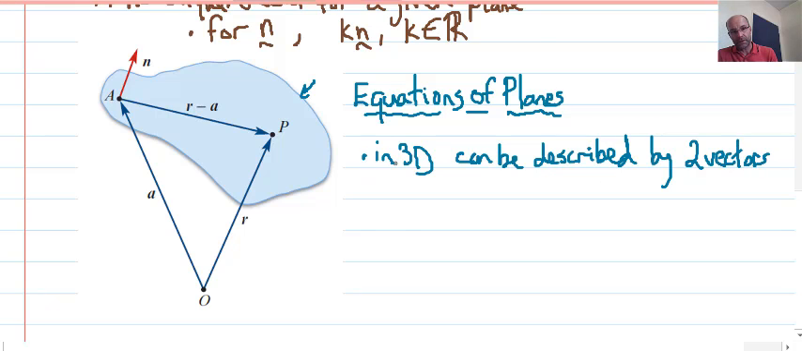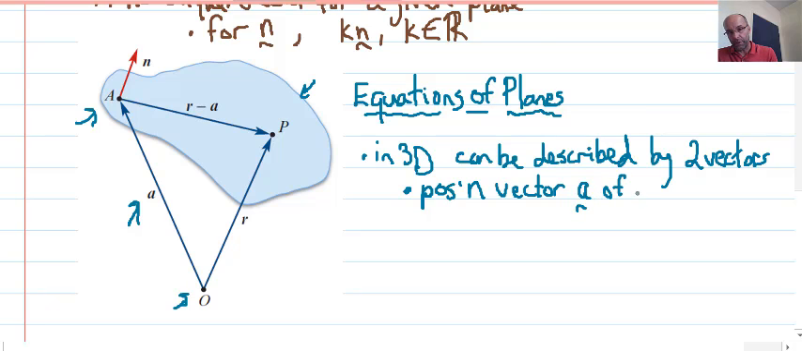And this three-space plane can be described by, firstly, a position vector. You can see that position vector there because it connects a certain point A with the origin O. So position vector, let's call that A. So that's of point A, which is on the plane. Has to be on the plane, it's irrelevant otherwise.